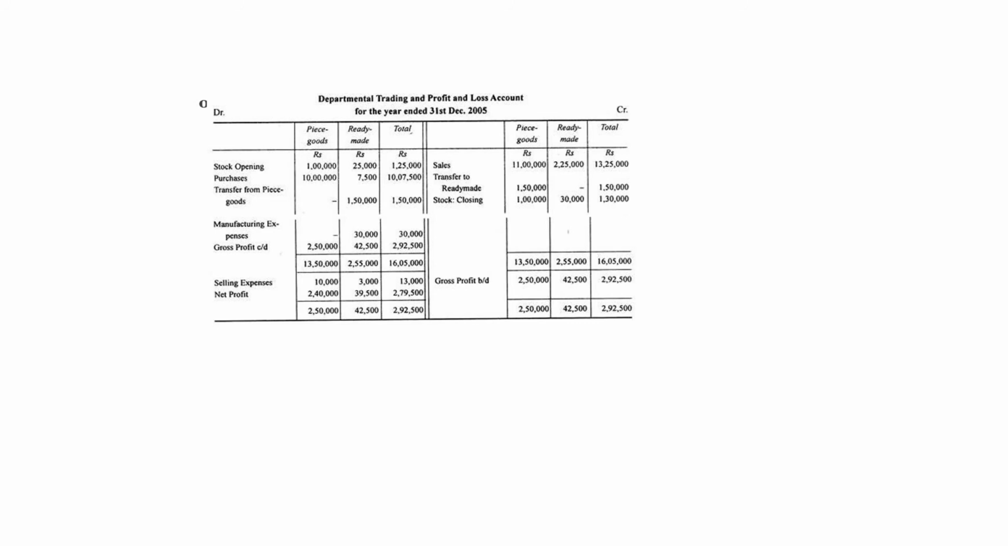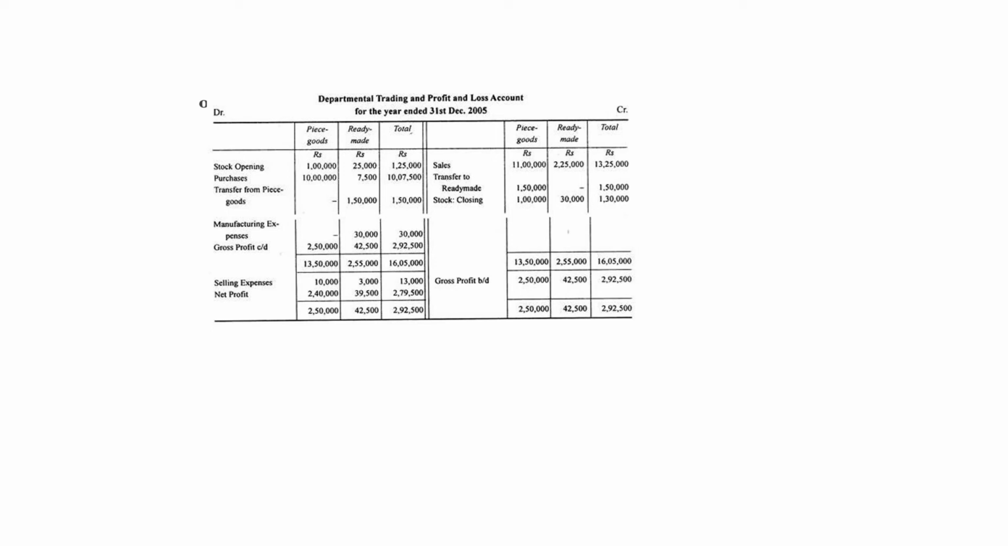Let's start. See, opening stock, directly purchases you can mention, then sales, then transfer from piece goods. Transfer from piece goods is treated as a sale for the piece goods, so that will be 1,50,000 on the credit side of the piece goods and the debit side of the ready-made. So transfer from piece goods 1,50,000 here. Now manufacturing expenses will come into the trading account. So that was a total of 30,000 by ready-made garments, and the selling expenses were given individually for departments A and B, right?